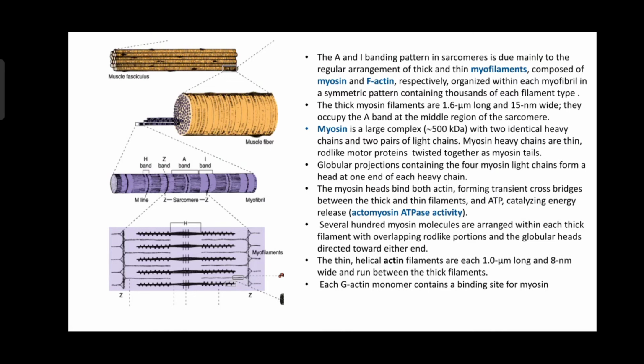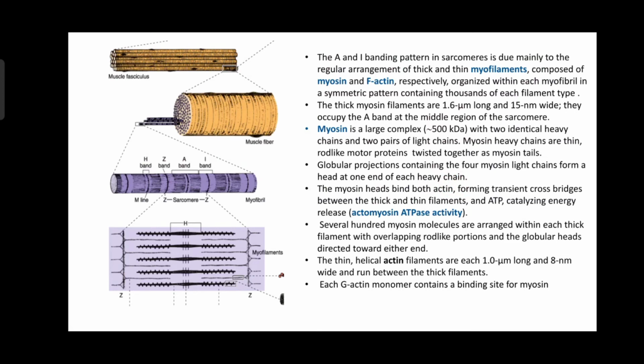Myosin heavy chains are thin rod-like motor proteins twisted together as myosin tails. These two identical heavy chains form the tail of the myosin molecule. And the globular projection contains the four light chains. Here they have mentioned four and here two pairs, so don't get confused. Four myosin light chains form a head at one end of each heavy chain.